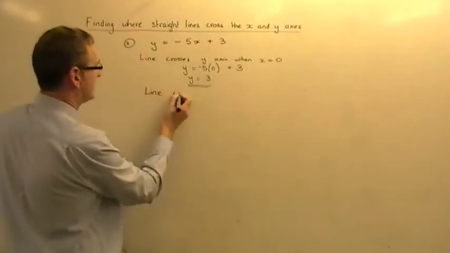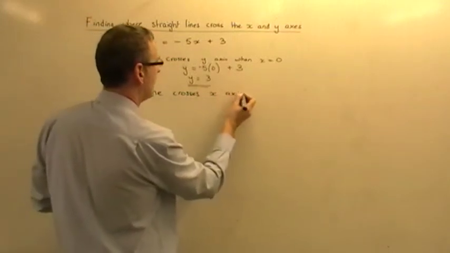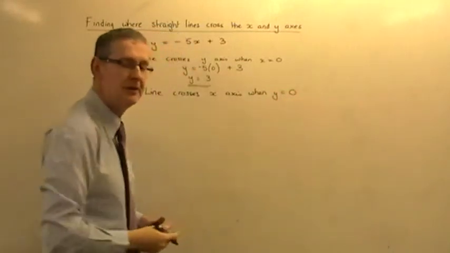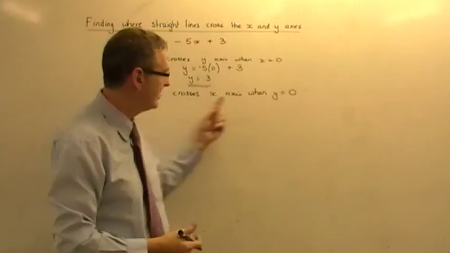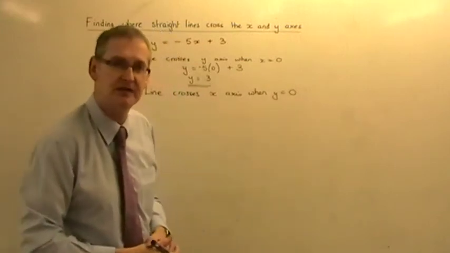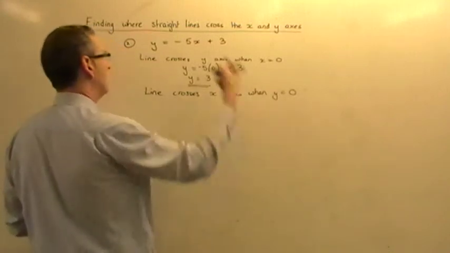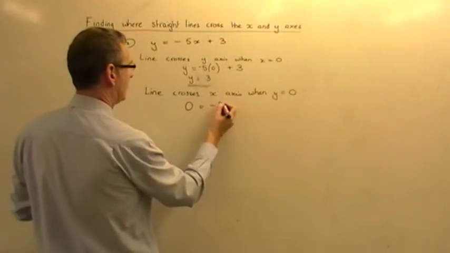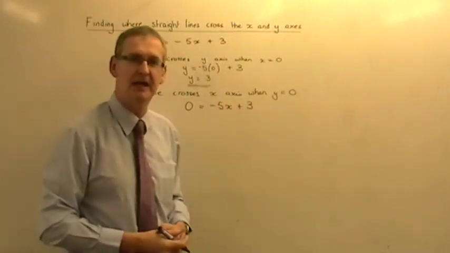Line crosses x-axis now, and you need to say, well, it crosses the x-axis when the y value will be 0. So that's the standard phrase you need to use, and you need to tell the examiner and write it in when you're doing an exam question. Okay, so we take y equals 0 now and put it into there. So 0 on the left equals minus 5x's plus 3. There's a little linear equation we can now solve.